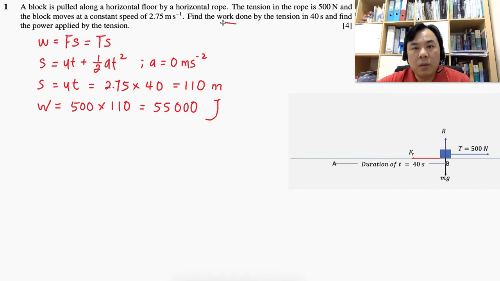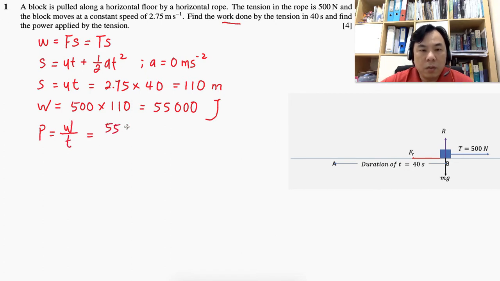Now we have done the first part here. And then next we need to find the power applied by the tension itself. So power is given by work done per unit time. So we have already found the work done, which is 55,000 here, over the duration of time provided here, which is 40 seconds. So therefore, in this case, we should be able to get, let me see here.